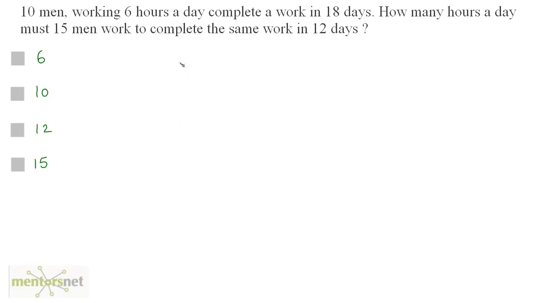Well, we can solve this in another way. We can take the total number of hours required to complete the work. So we have the total number of men and the total hours required to complete. We have 10 men who work for 6 hours a day to complete a work in 18 days. So 6 hours a day for 18 days, and the total hours to complete is 6 hours times 18.